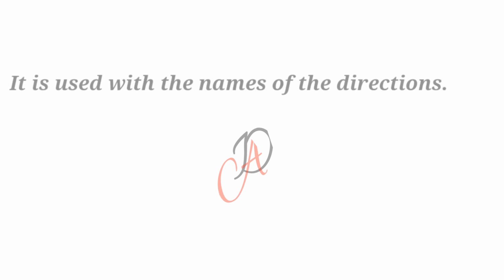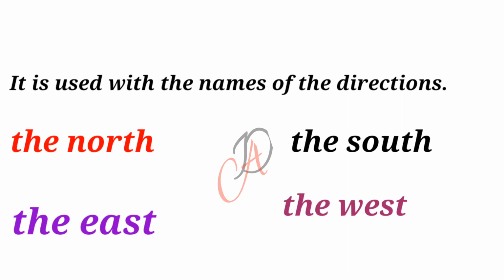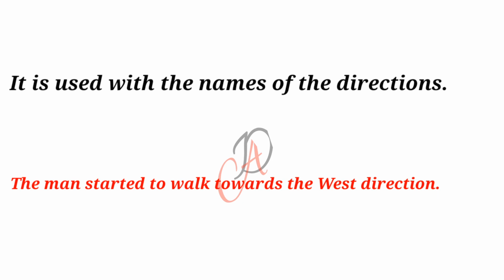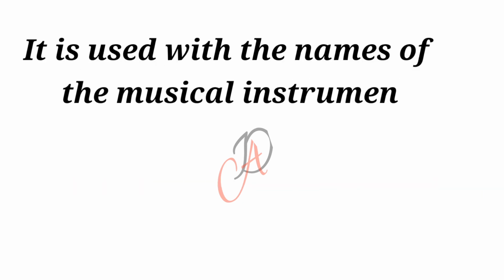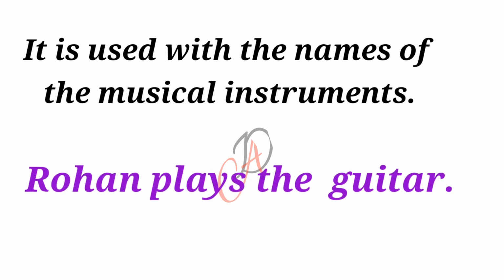The definite article is always used with the names of directions like the north, the south, the east, and the west. For example, the man started to walk towards the west direction. Rule number eighteen. The definite article 'the' is always used with the names of musical instruments like the flute, the guitar, the tabla. For example, Rohan plays the guitar. So guys, these are the important rules that we follow while using the definite article.